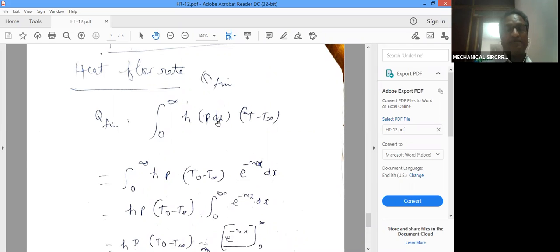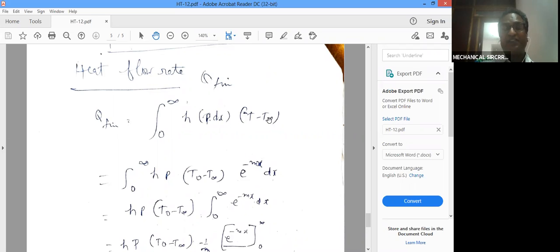We are considering convection transfer for Q fin, Q convection, to get an easy equation for the heat transfer rate coming out from the fin. So convection heat transfer from x is equal to 0 to x is equal to infinity, integral. Q fin is equal to integral 0 to infinity of hA delta T, that is, h times the perimeter into dx, times delta T, the variation of temperature at any x. T minus the outside convective environment, air or any other fluid. The temperature of the fluid is T free stream.